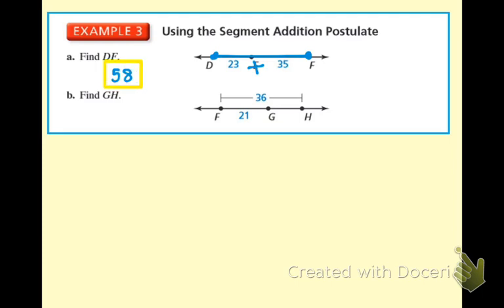Next one. Find GH. Find the length of GH in particular. We have the length of FH, the entire field, or whatever you want to call it, is 36. We have a piece of that 36, and it's 21. So how do we find what's remaining of the 36? Subtract. You could use this in dollar form, too. If you have $36 and you spent 21 of it, how much do you have left? You're going to have 15.